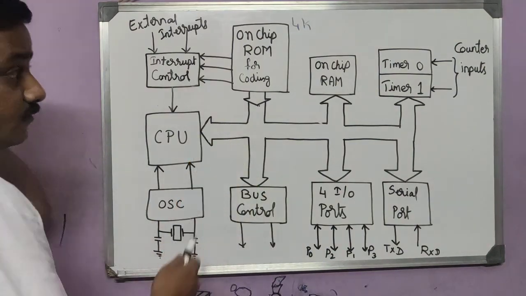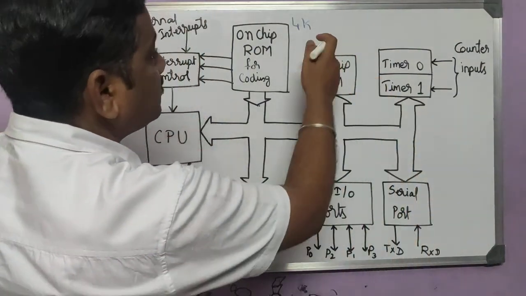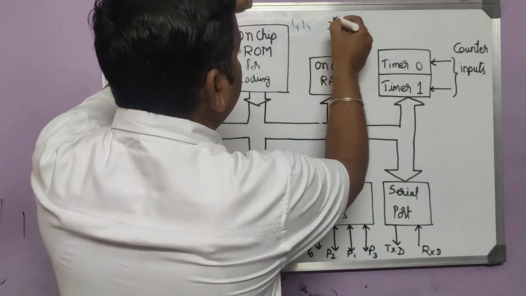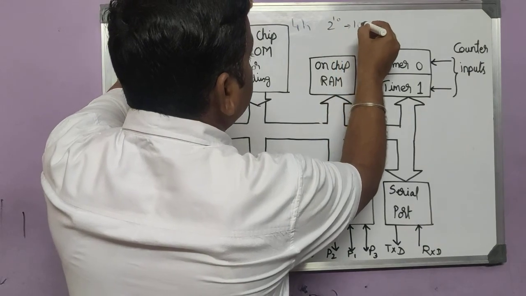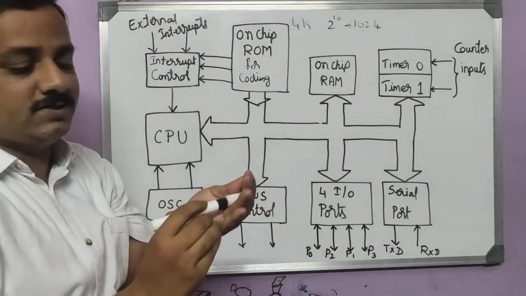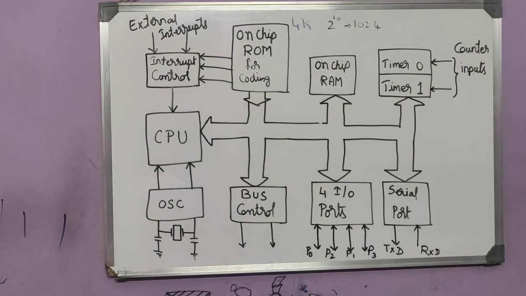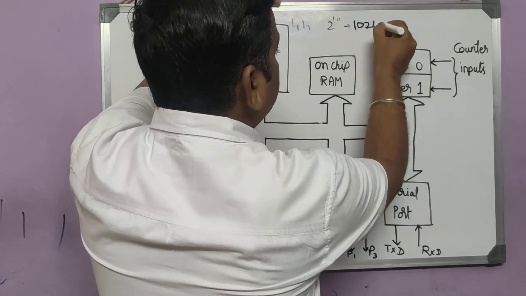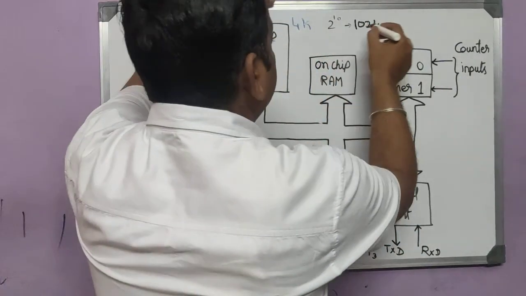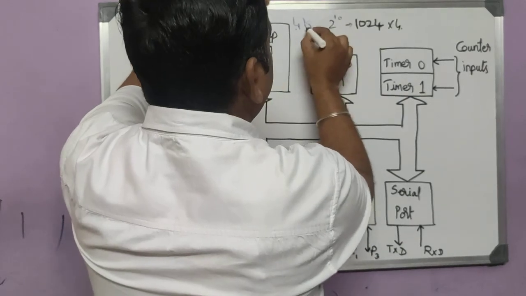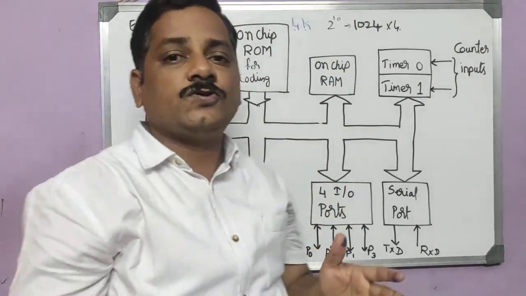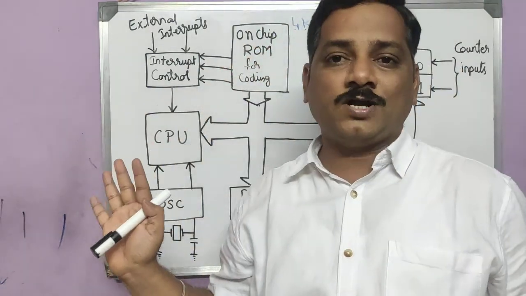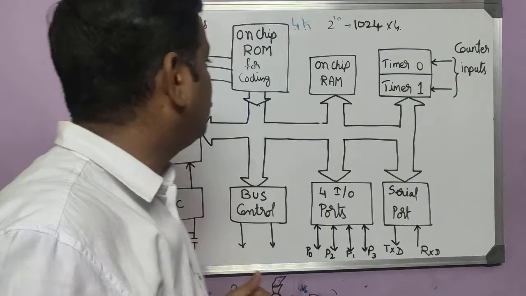So 4K in the sense what? K is not about 1000. K is nothing but 2 to the power of 10, that is 1024. So it is 1024 into 4, that is nothing but 4K. That much memory is reserved for programming. So we have a huge memory for programming here in the microcontroller 8051.